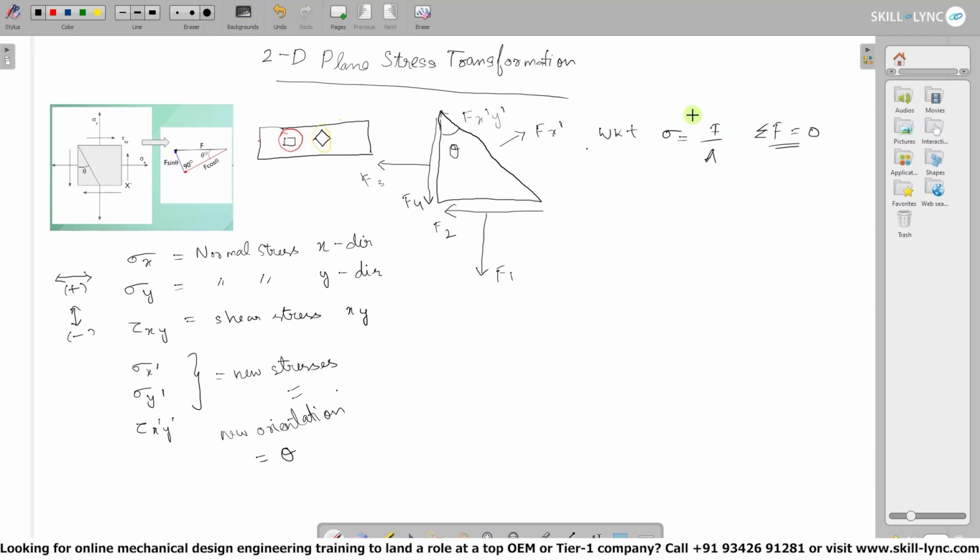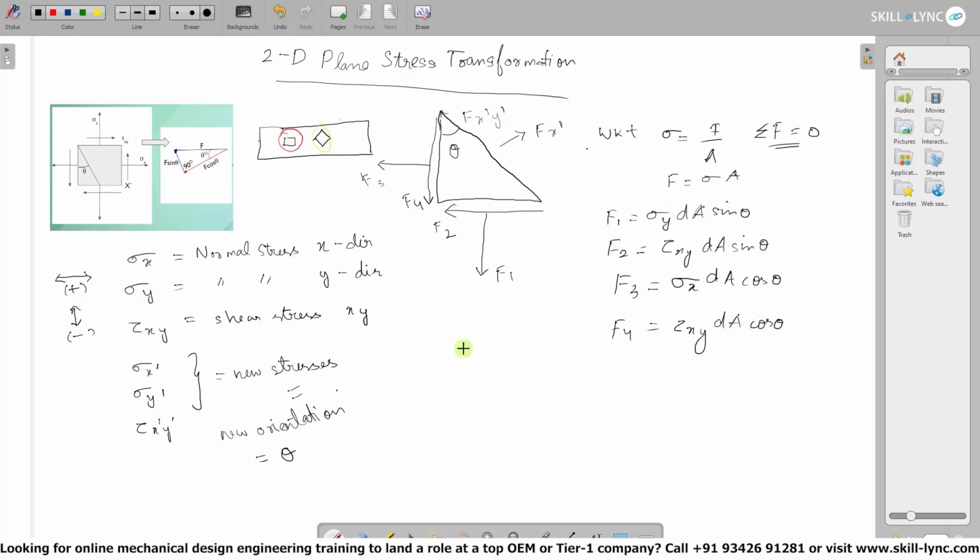Now we know the formula for stress, which is sigma equal to f by a. This can also be written as f equal to sigma into a. Now here we have f1. So for all those formulas, f1 will be equal to sigma y dA sin theta. f2 will be equal to tau xy dA sin theta. f3 here will be equal to, f3 is again axial stress, but it's in the x direction. So sigma x dA cos theta, and f4 will be equal to tau xy dA cos theta.